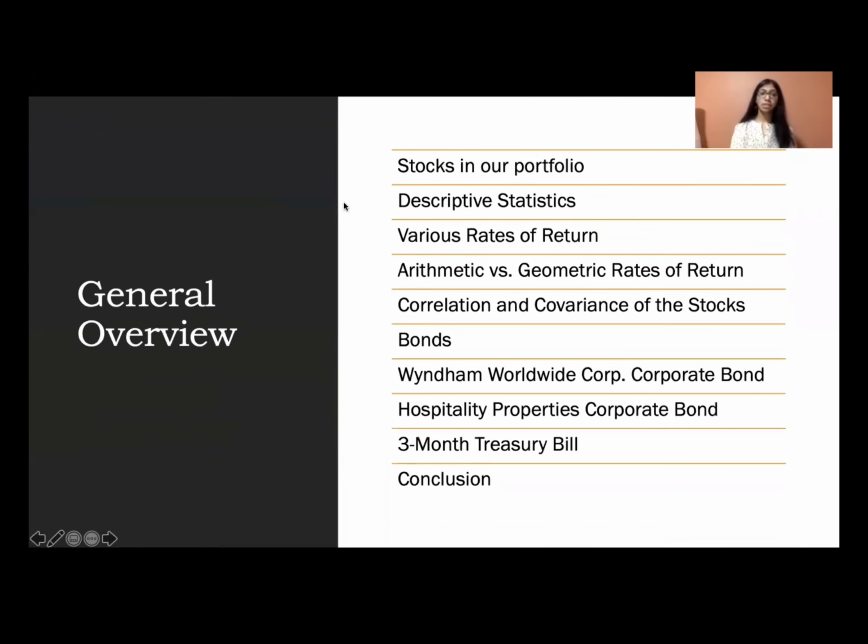So first, we'll be talking about the stocks in our portfolio. Sammy and I will be doing descriptive statistics, various rates of return, discussing the arithmetic versus the geometric rates of return, and finally, the correlation and covariance of the stocks. Moving on, Karen and Vivian will be talking about the bonds, Wenham Worldwide Corporate Bond, Hospitality Properties Corporate Bond, the 3-month Treasury bill, and finally, the conclusion.